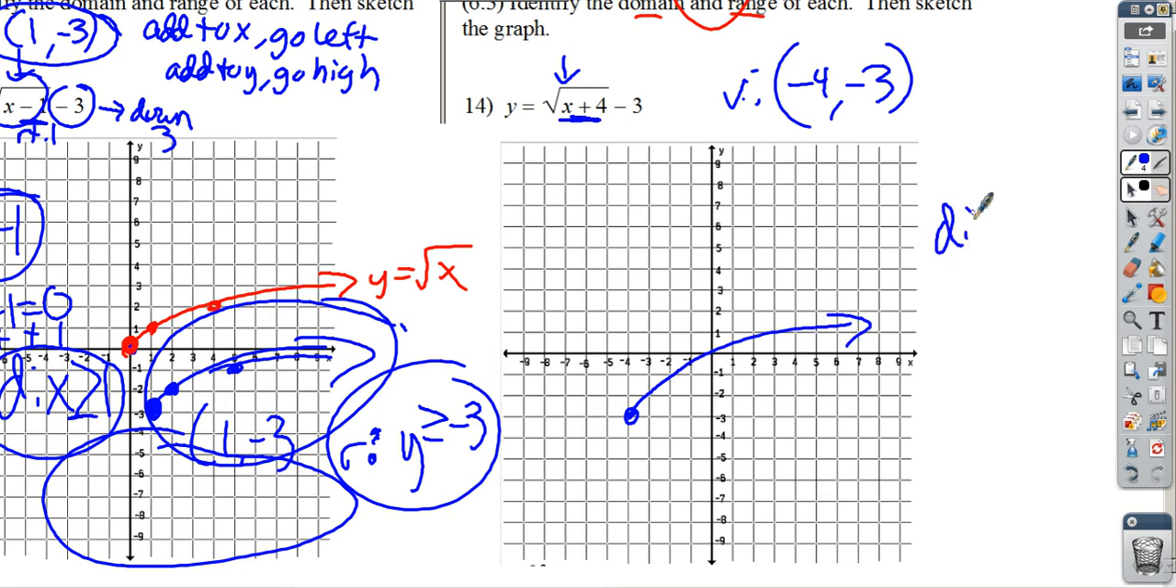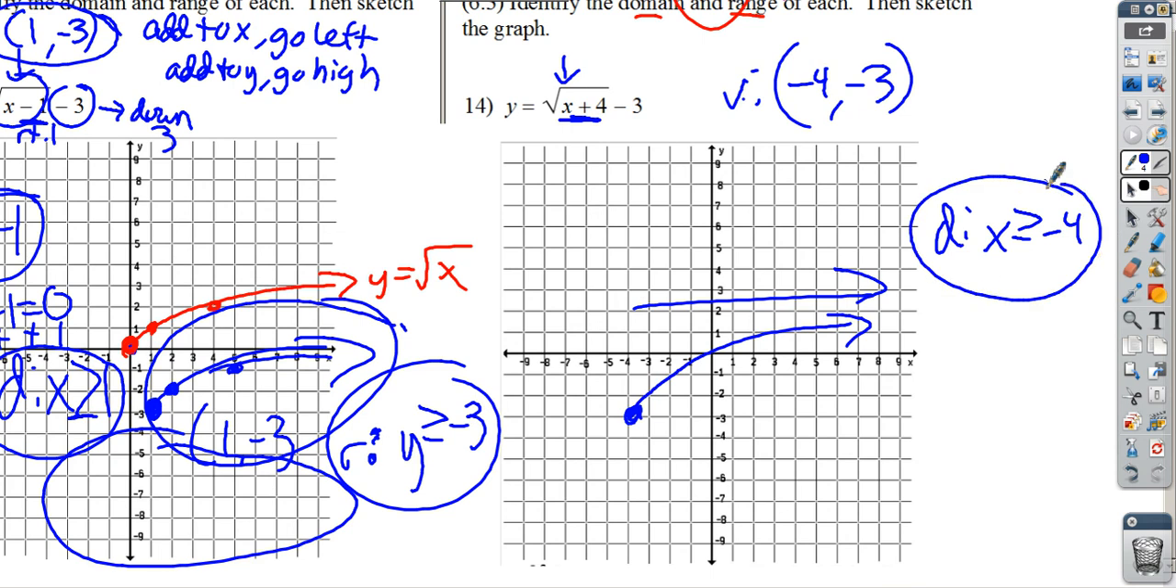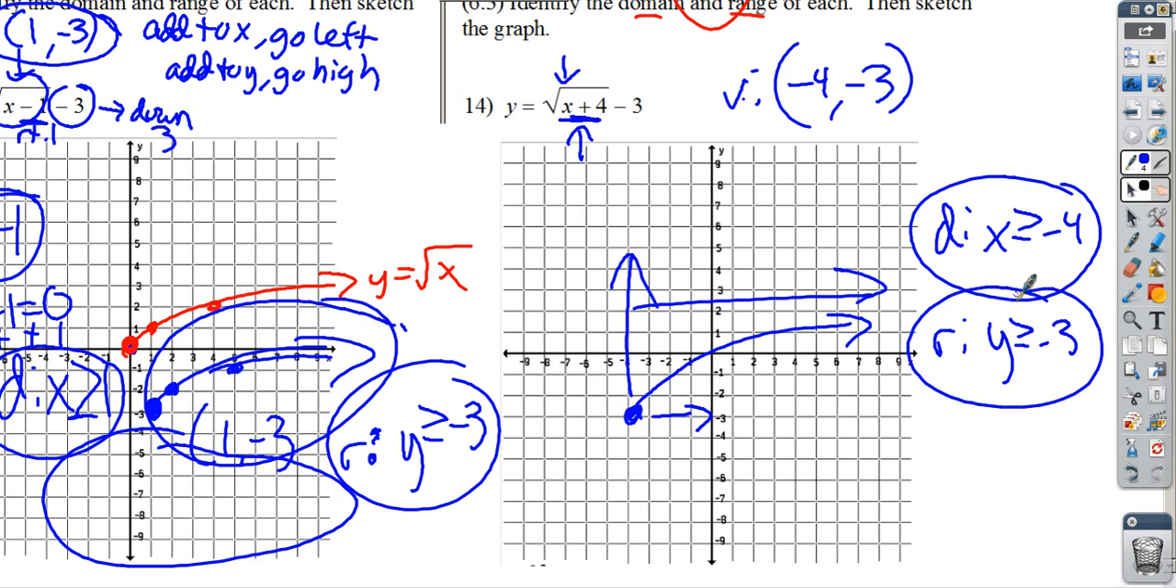The domain is going to be x is anything that is going this way. X is anything greater than or equal to negative 4. Why does it have to be greater than or equal to negative 4? Because if you put something in here that was less than negative 4, you'd be taking the square root of a negative. And the range is anything that is above that y value. That y value right there is negative 3, so y could be greater than or equal to negative 3.